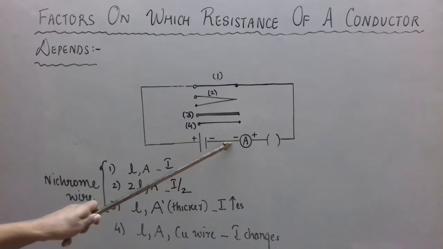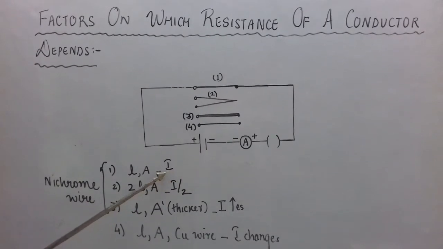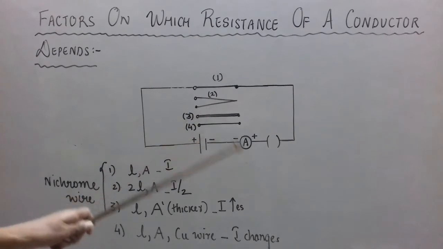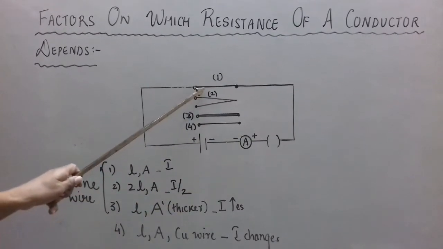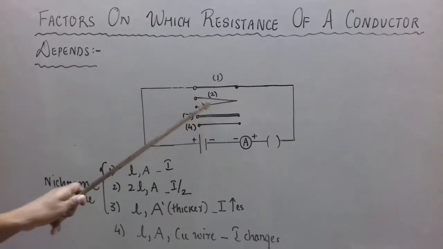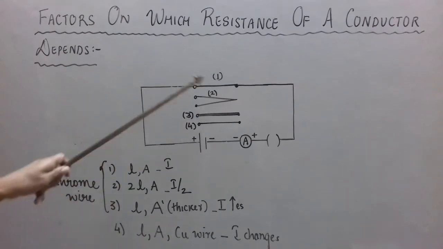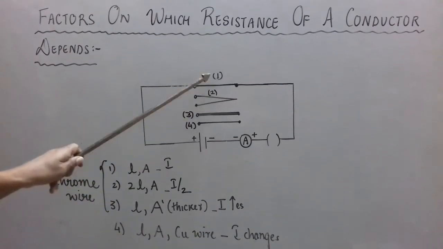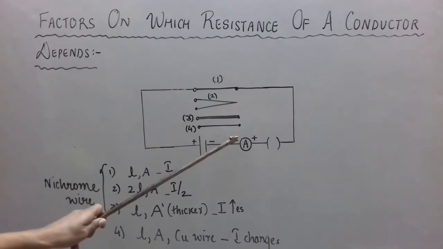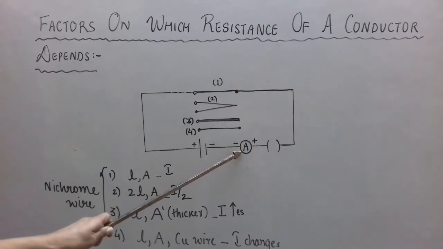It means you will note down the current. Let us say the current is I. Then you will open the circuit, remove the key, disconnect the first wire and now connect the second wire. Okay? And when you connect the second component here, again close the key and repeat the process. Note down the current reading.